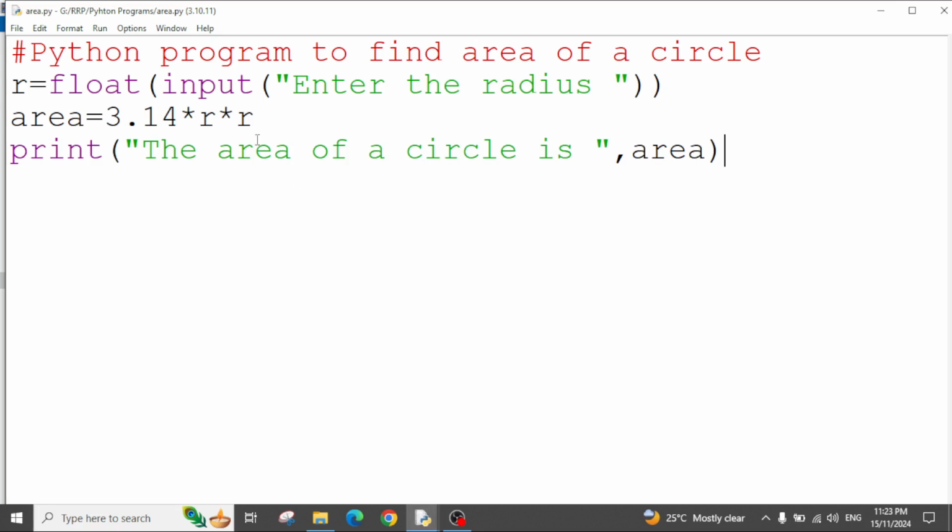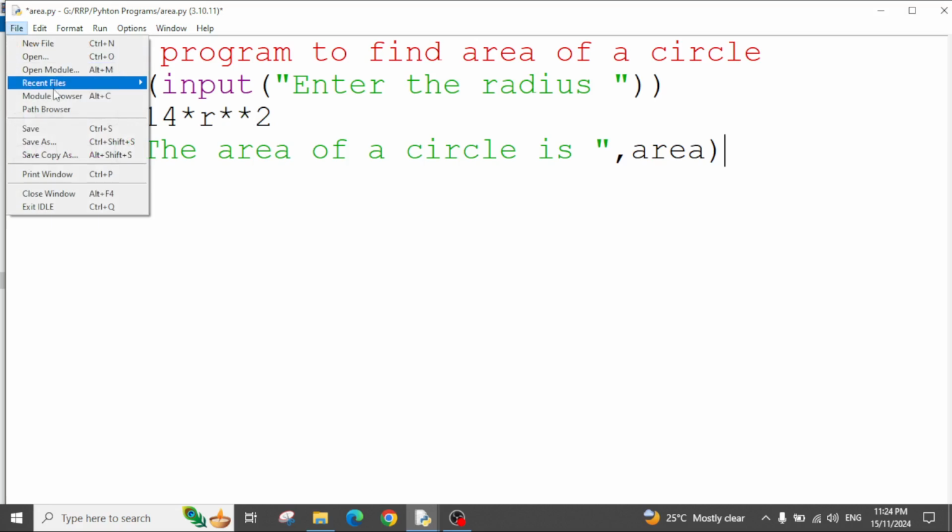Now, instead of writing r into r, I can use r followed by star star followed by 2. So it means that r raised to 2. So star followed by star means raised to. So r raised to 2 means r square. So again it is going to be the same.